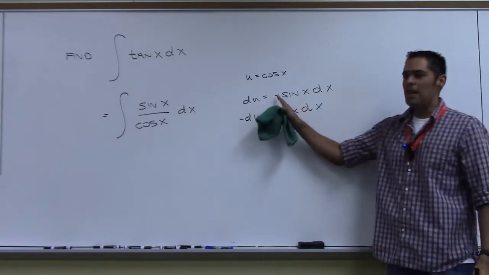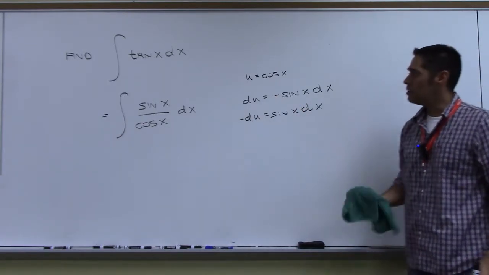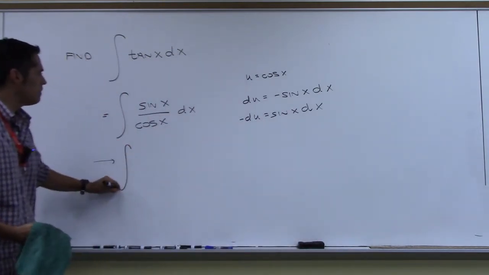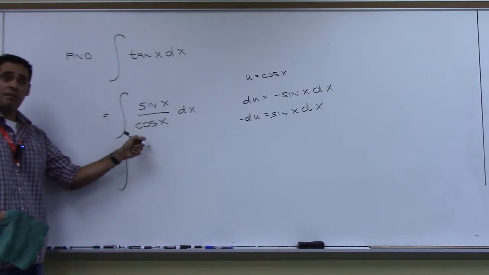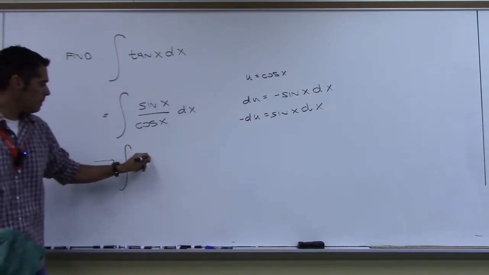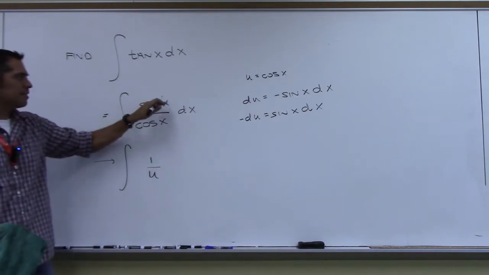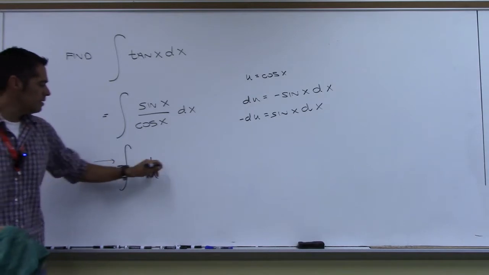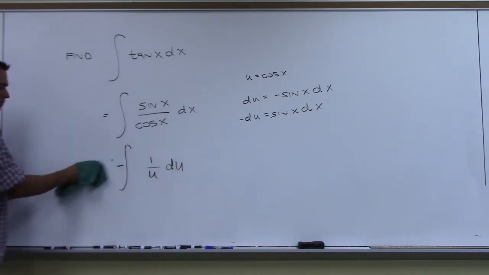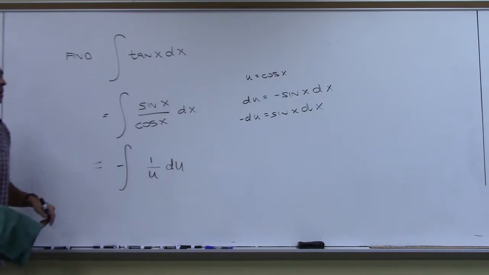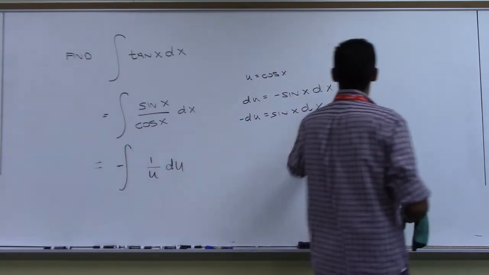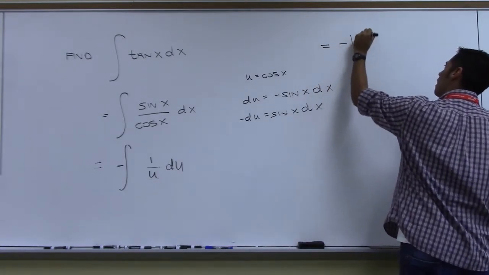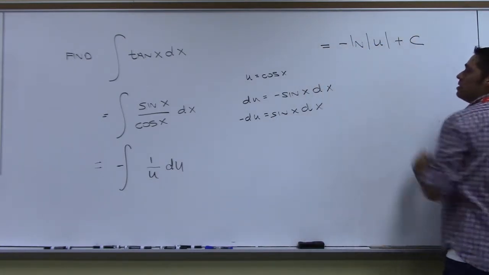I just need to take care of that negative, so I just put the negative on both sides. According to that, this integral turns into the integral of 1 over cosine, which is 1 over u. And then the sine x dx is really negative du, so put the negative on the outside. Do you see it? What's the antiderivative of 1 over u? Natural log, but there was a negative out front, right? So negative natural log absolute value of u plus c is my antiderivative.